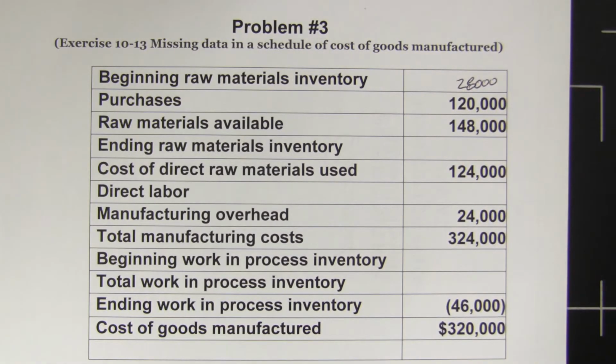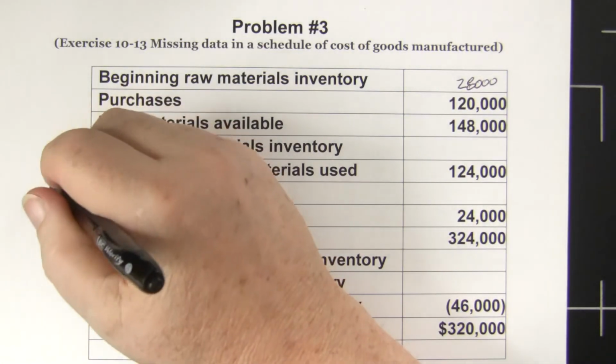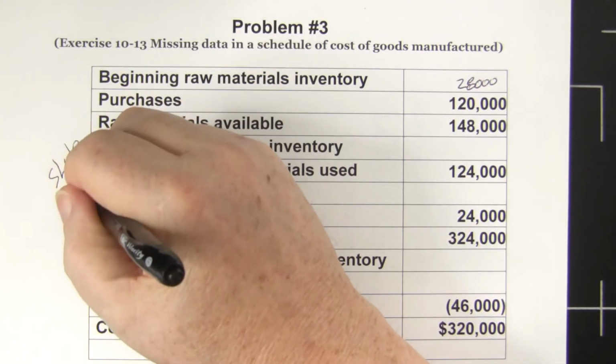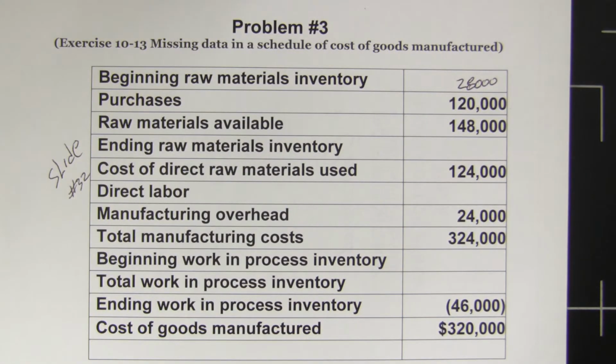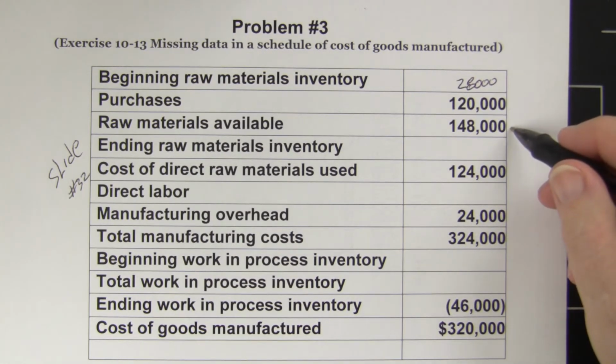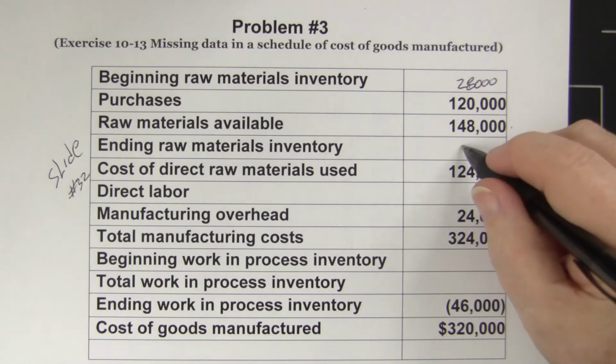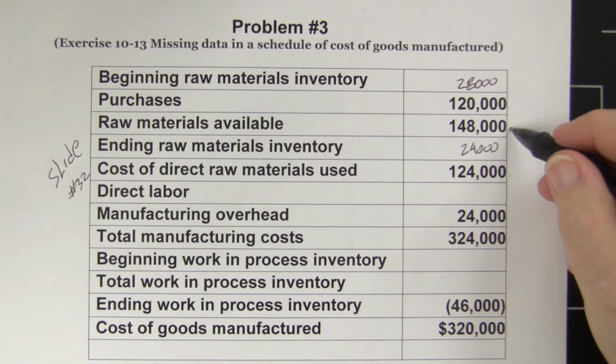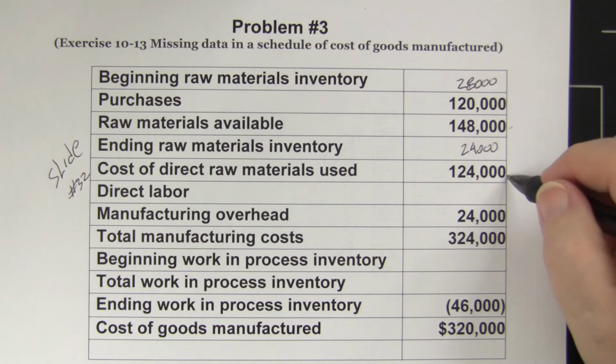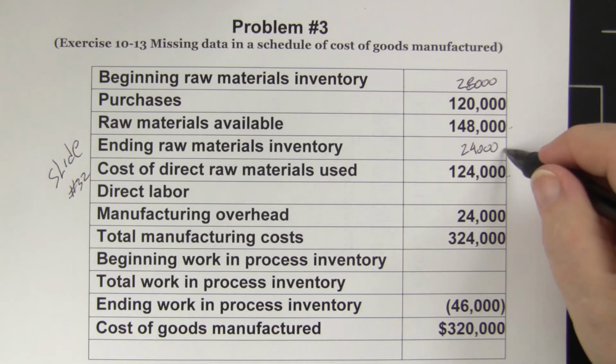By the way, if you look at my lecture PowerPoints that are on Canvas, this is directly related to slide number 32, where I lay out the schedule of cost of goods manufactured. Now, the ending raw materials inventory. If we had 148 and we used 124, how much was our ending raw material inventory? Had to be 24. Because we had 148, we ended with 124, so we had to have had 24.